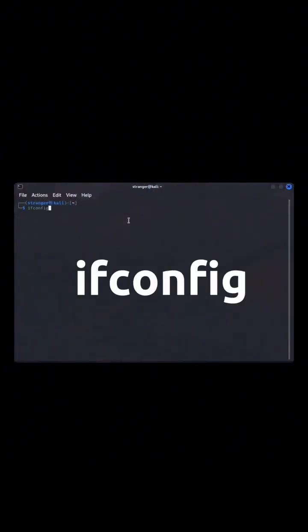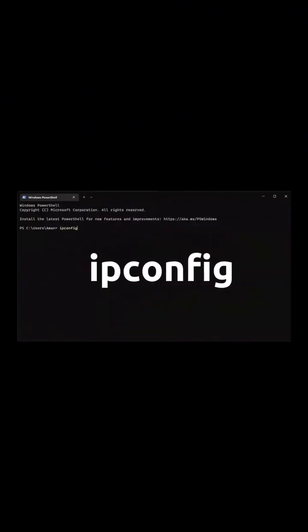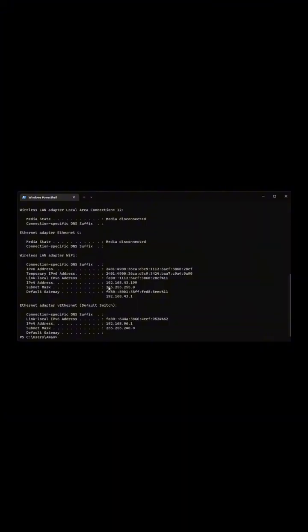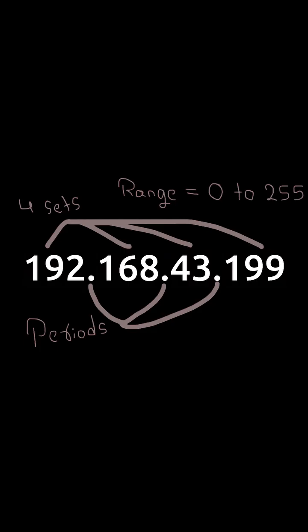To check your computer's IP address, you can type ifconfig in your Linux or Mac OS terminal and ipconfig in your Windows terminal. You will see details about your network. Like here, this is my IP address: 192.168.43.199. There are 4 sets of numbers separated by periods, and these numbers can range from 0 to 255.